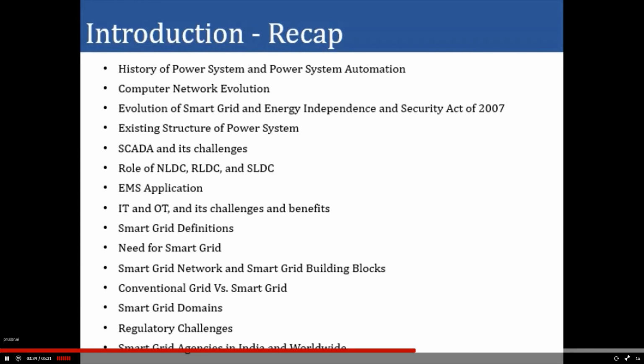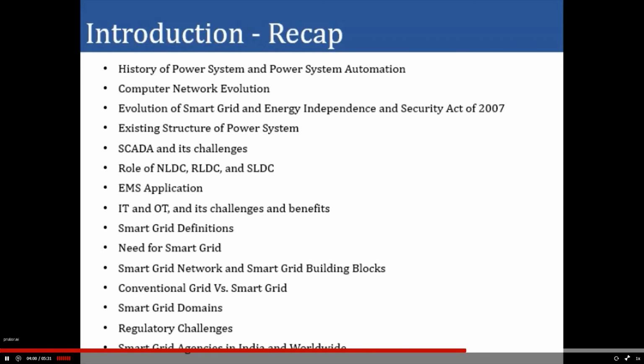We discussed the smart grid network and what are the various smart grid building blocks. We also discussed various features which differentiate the conventional grid with smart grid, and what are the various characteristics which clearly differentiate the conventional power system network with the smart grid.